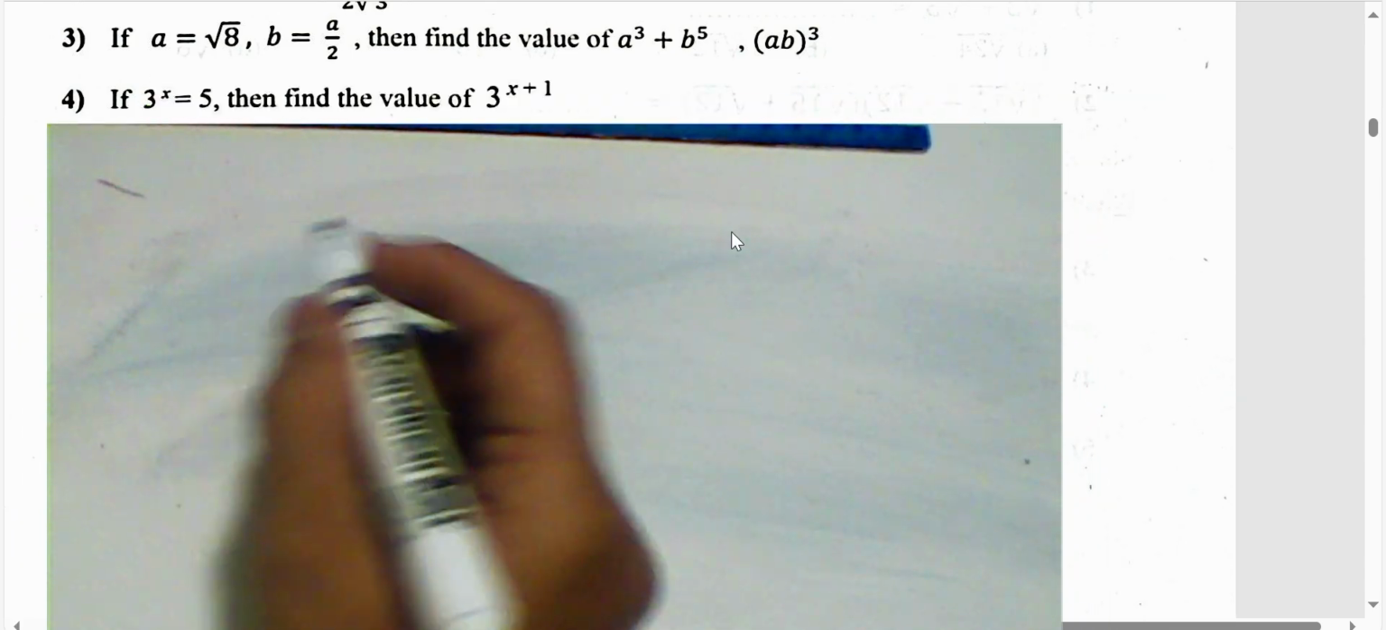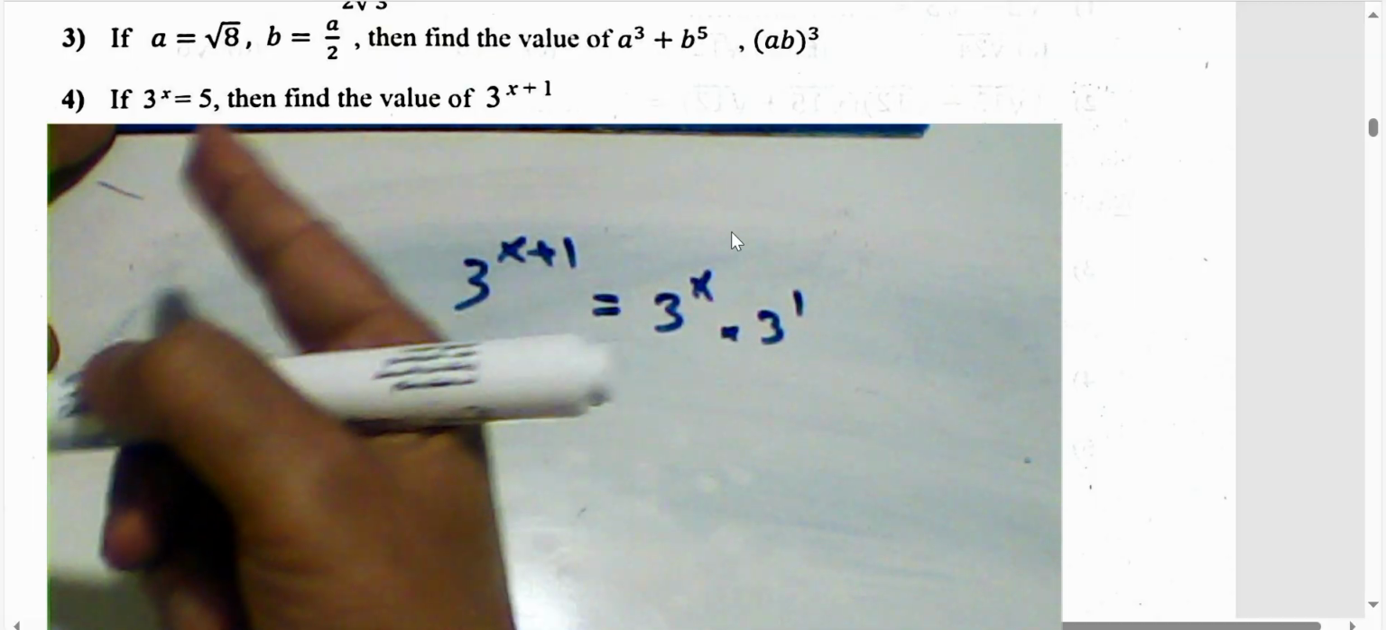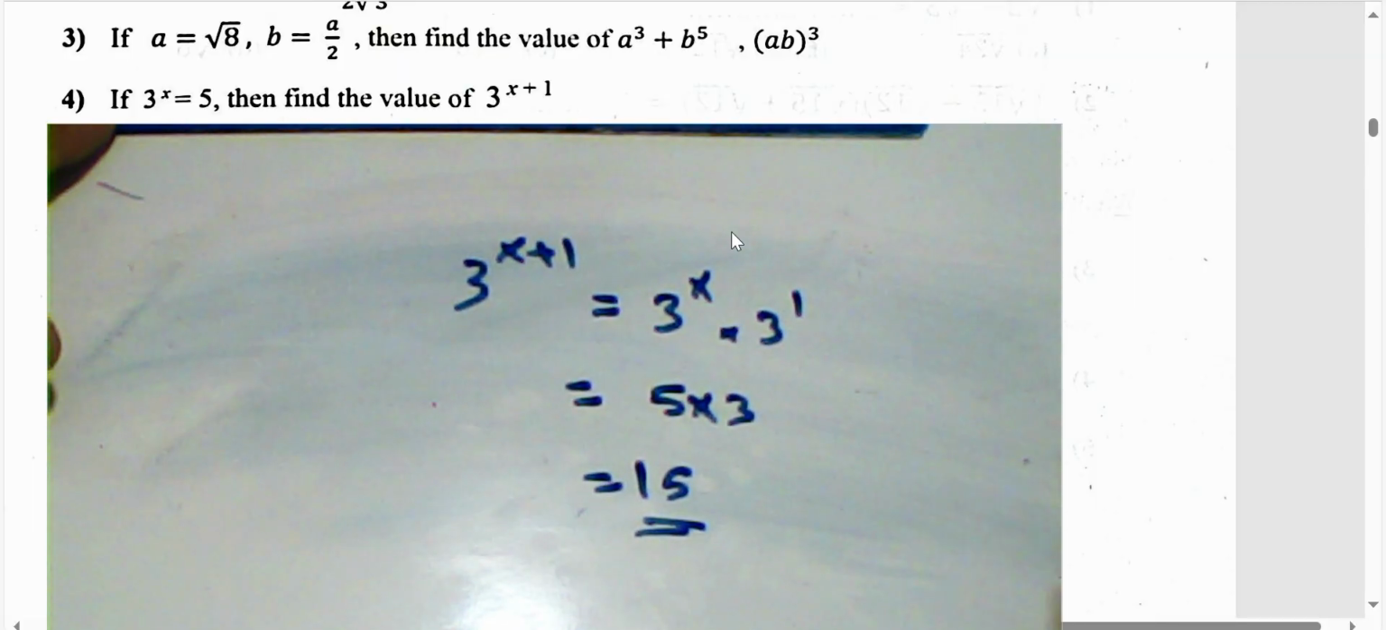Next question. If 3 power x equal 5, then the value of 3 power x plus 1. We can write 3 power x product by 3 power 1. 3 power x gives this information here, 5. 5 product by 3 equal 15. Then the answer here will be 15. Next question.